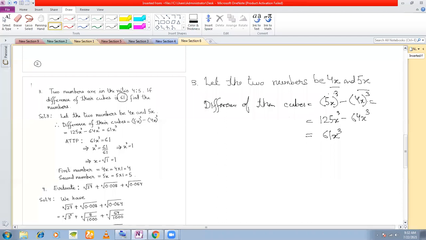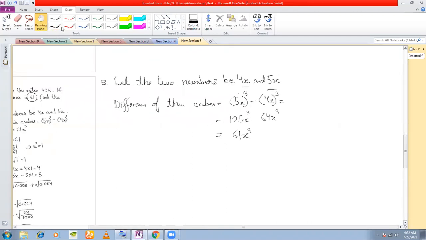Remember, when you are cubing this, do not make this mistake. Do not write this as 5x cube minus 4x cube. This is wrong. This is a very common mistake. 5x whole cube means 5 cube x cube, and 4x whole cube means 4 cube x cube, which will give you 125x cube minus 64x cube. Is that clear to everyone? Yes, sir. Do not make this mistake.